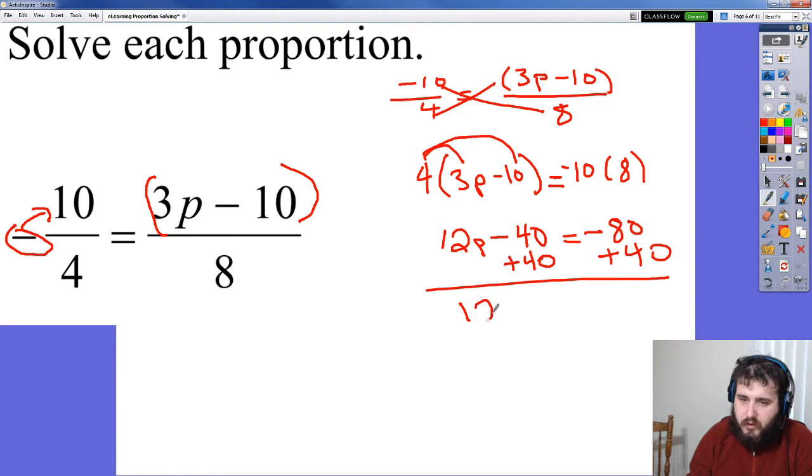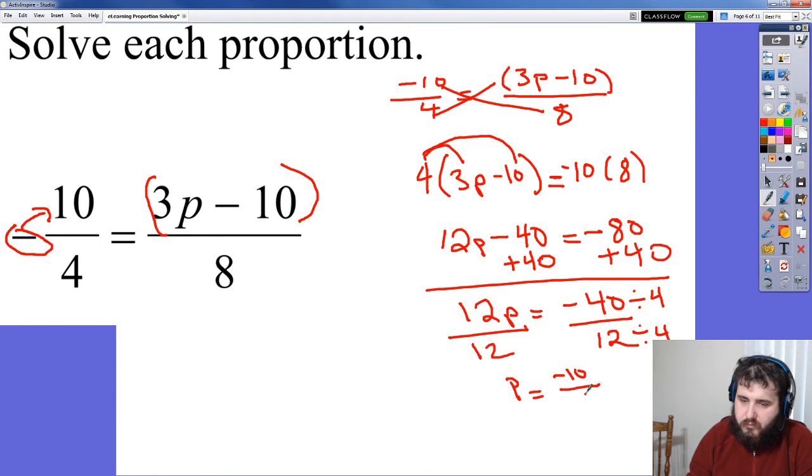So we've got 12p equals negative 40. I'm going to divide by 12. And here's the thing. You've got the 40 on top, the 12 on bottom. There's a 4 in common on top and on bottom. 40 divided by 4 is 10. You've got that negative sign still up there, negative 10.